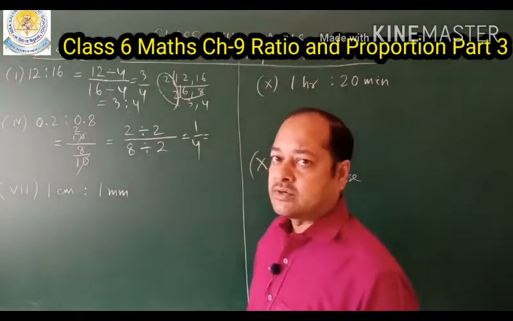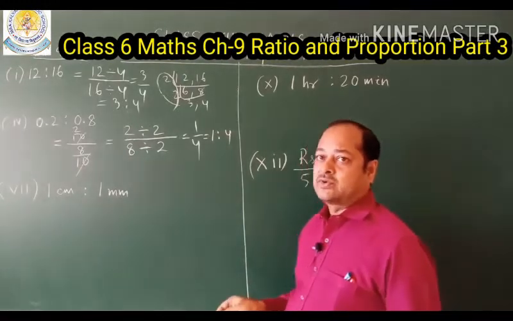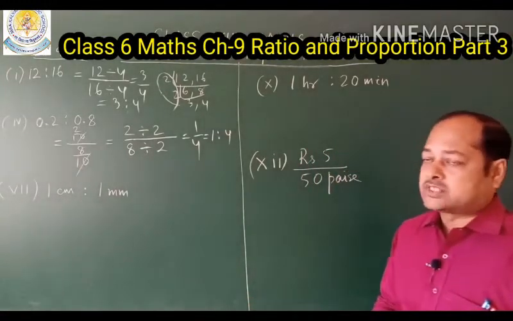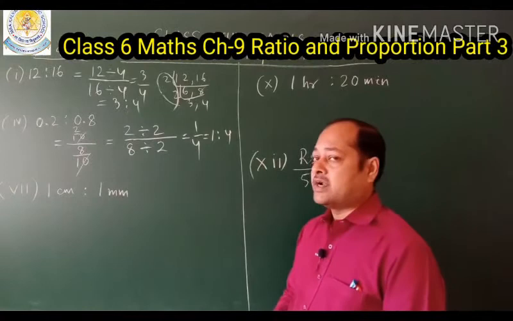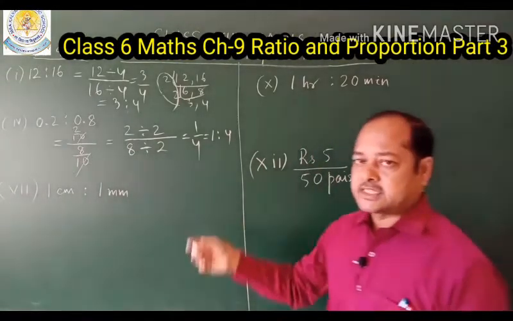So 2 divided by 2 is 1 and 8 divided by 2 is 4. So what is the ratio or simplest form? That is 1 is to 4. So 1 is to 4 is the simplest form or the lowest form of the ratio 0.2 is to 0.8.